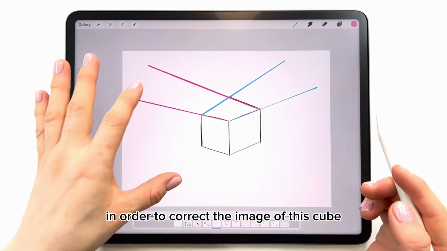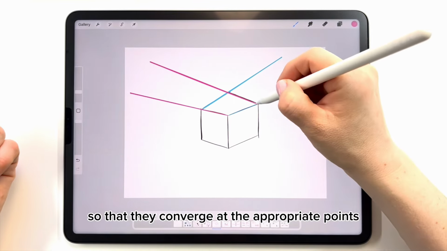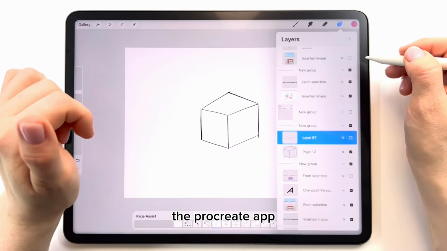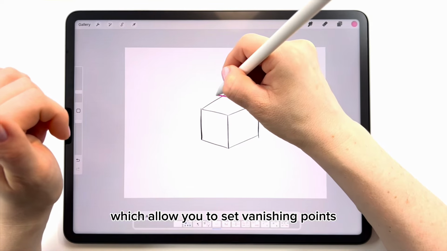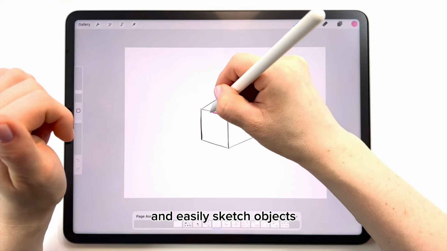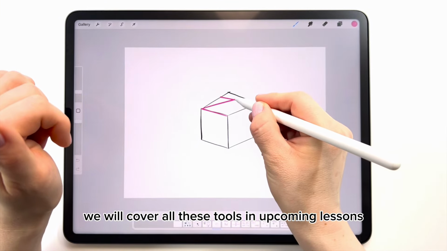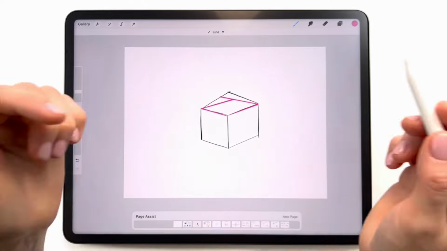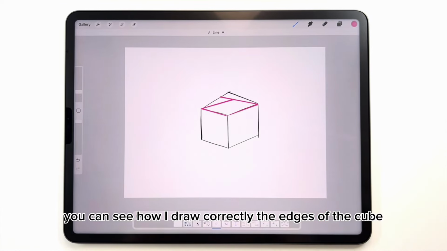In order to correct the image of this cube, we need to redraw its edges so that they converge at the appropriate points. The Procreate app provides excellent tools for drawing perspective, which allow you to set vanishing points and easily sketch objects. We will cover all these tools in upcoming lessons. In this video, you can see how I redraw correctly the edges of the cube.